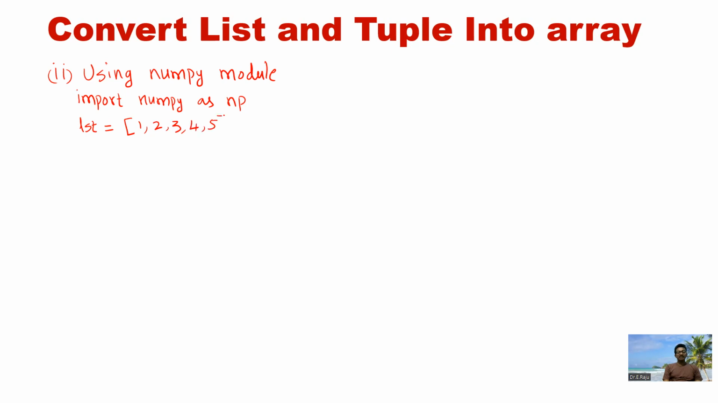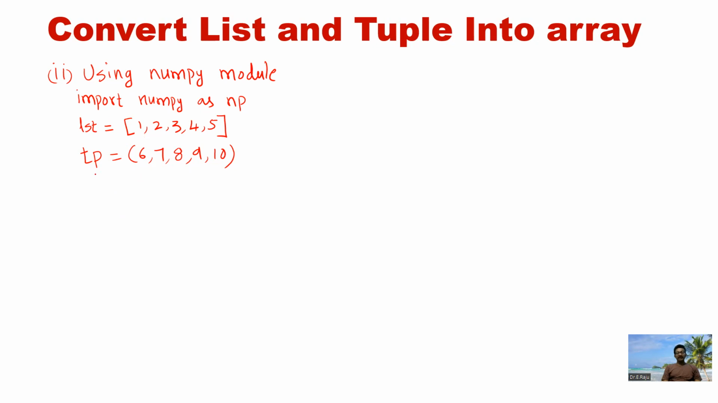In the previous method, we have seen how to read from the keyboard. In this one, we will learn how to initialize a list directly here. Similarly, I initialize a tuple here. So tp is equal to 6, 7, 8, 9, and 10. This way we can initialize a list and a tuple directly in our program.